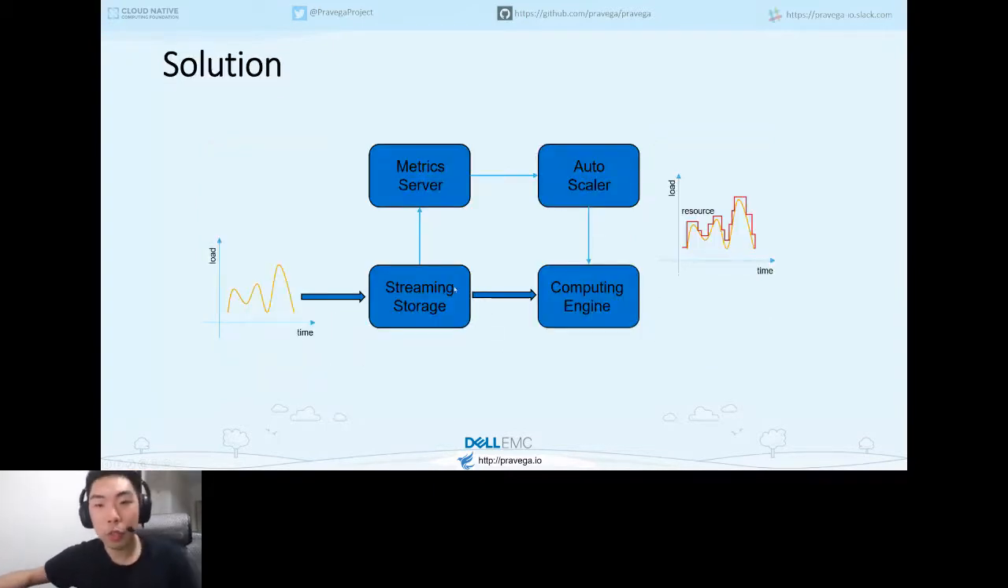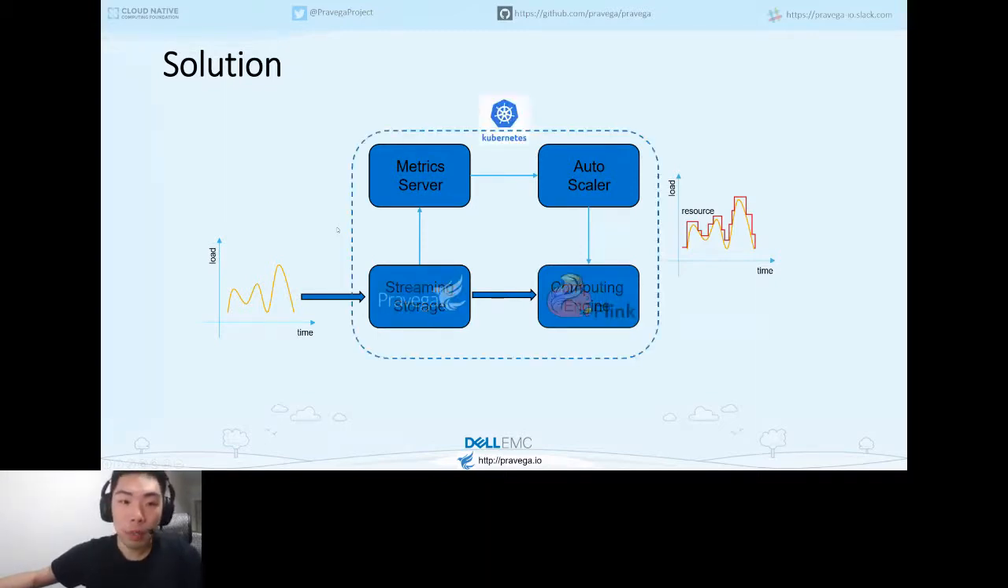So here is our solution. We would provide a whole solution based on Kubernetes with our storage abstraction with Pravega and our processing engine as Flink. And in the middle, we would have our metric server to listen to the Pravega metrics. And then we will have some autoscaler to listen to the metrics from the server, such as the segment counts, and reflect back to Flink to tell Flink when it's time to scale.